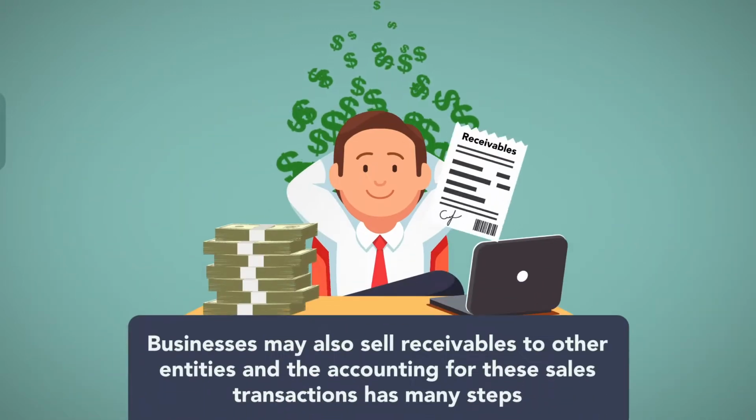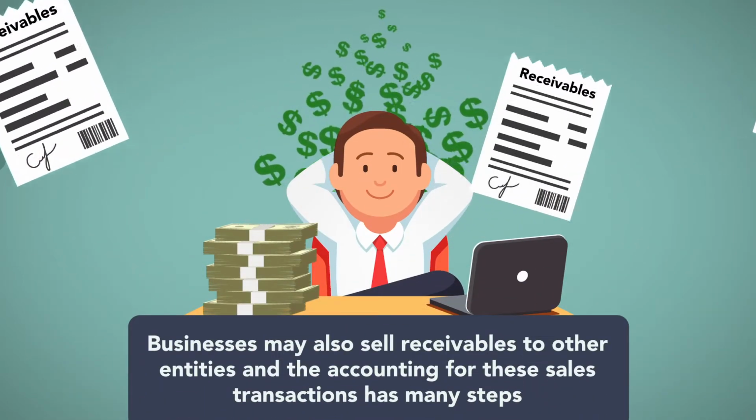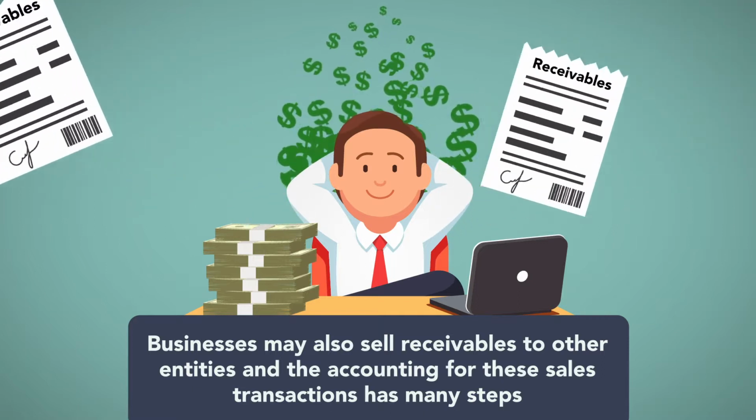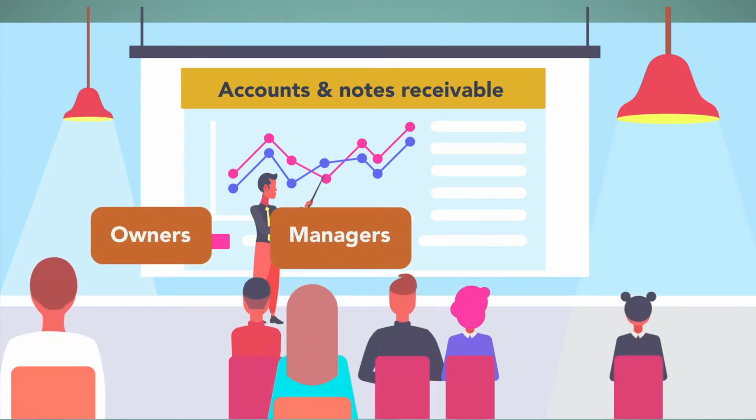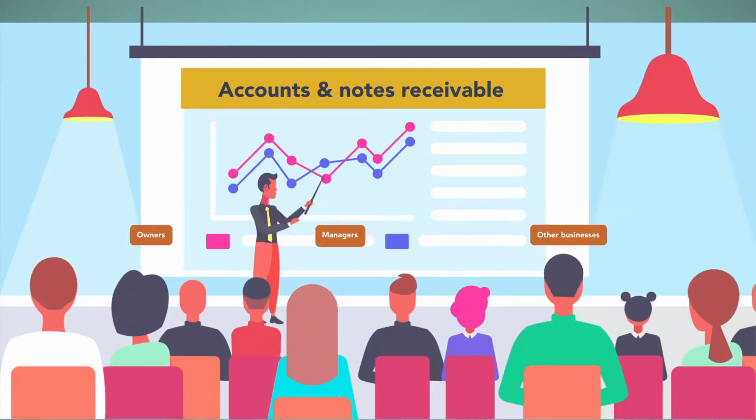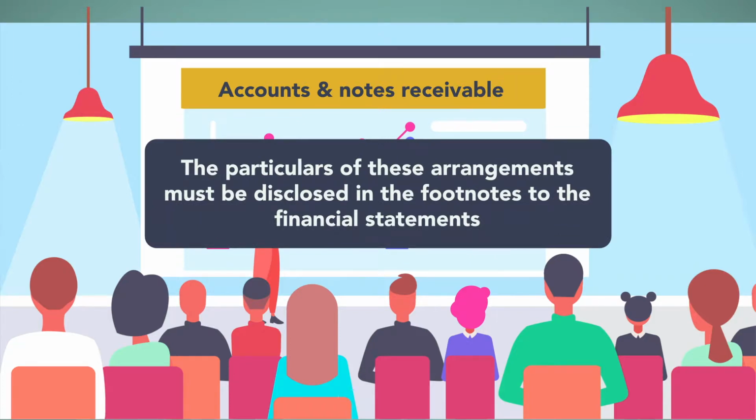Businesses may also sell receivables to other entities, and the accounting for these sales transactions has many steps. A business may elect to establish accounts receivable and notes receivable from its owners, managers, and other businesses under its control. The particulars of these arrangements must be disclosed in the footnotes to the financial statements.